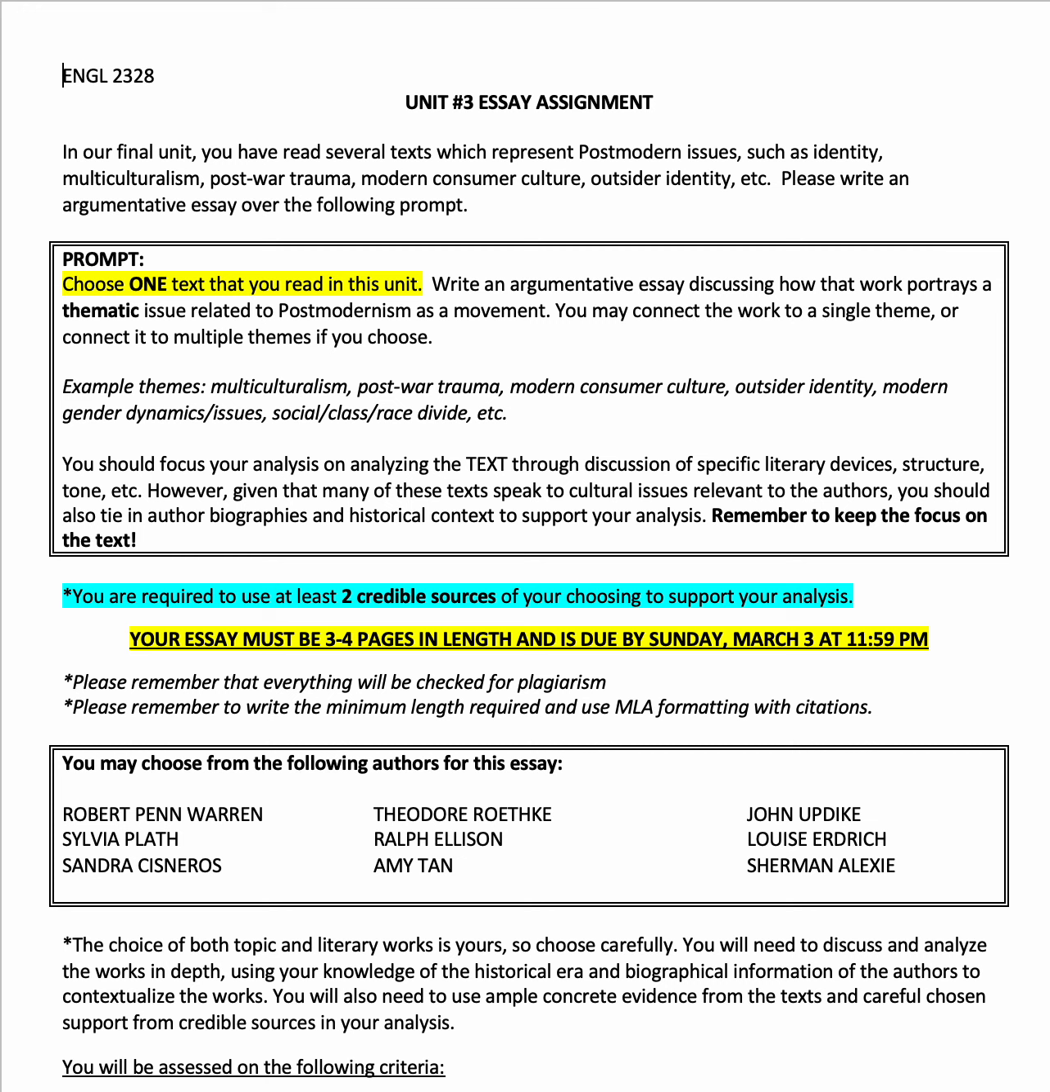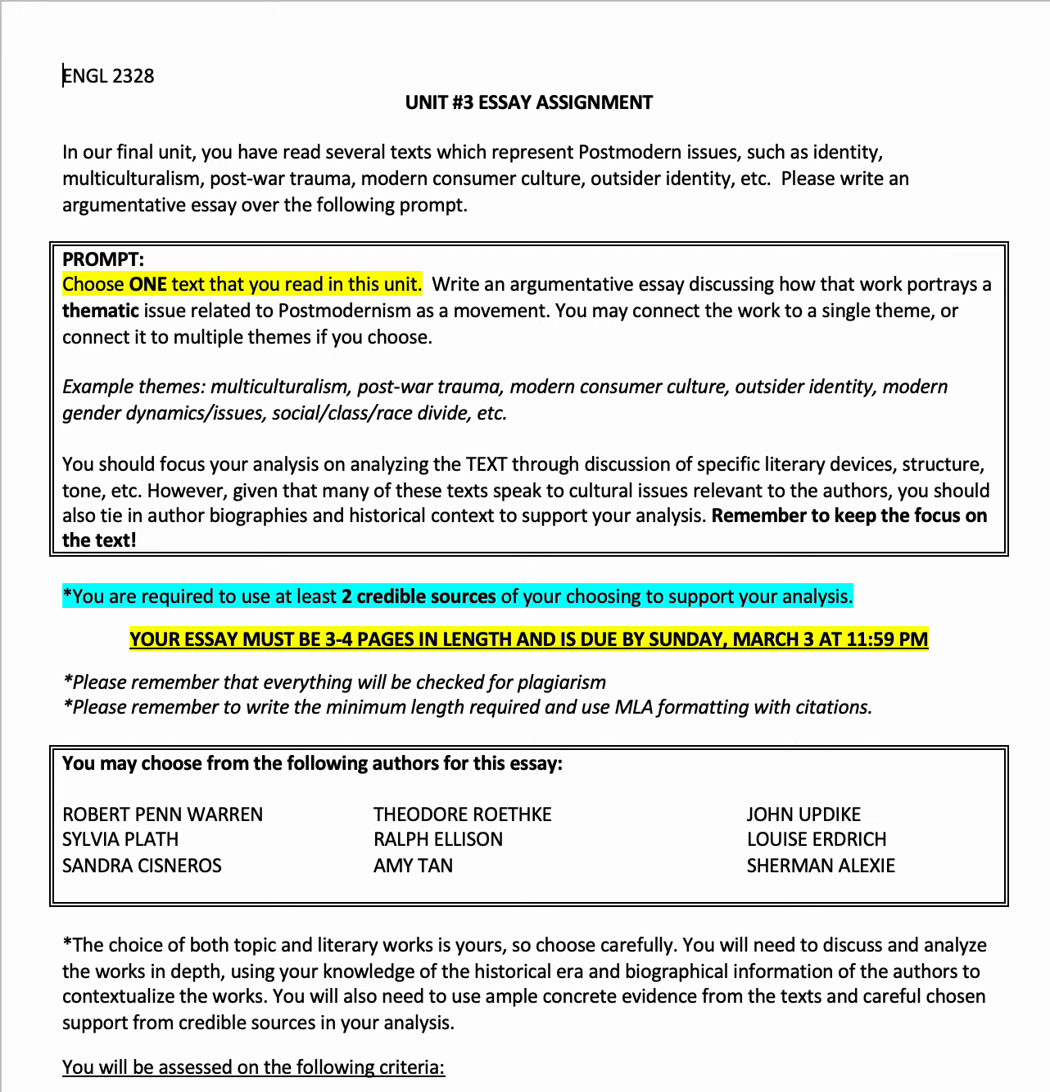Again, some of those examples would be things like multiculturalism, post-war trauma, modern gender dynamics, social class, race divide, etc. Now these are pretty broad, so I might suggest picking no more than, say, two. And I would suggest they be related in your topics or in your argument. So choose what is of most interest to you related to the work that you want to analyze.